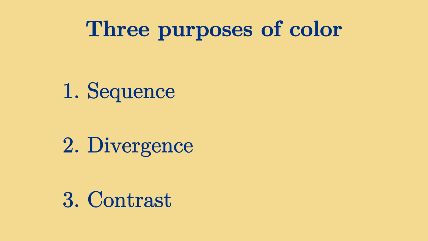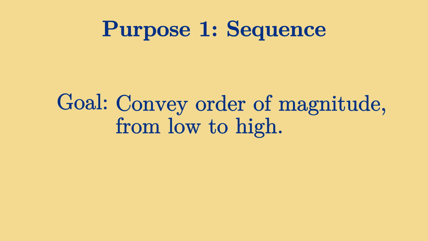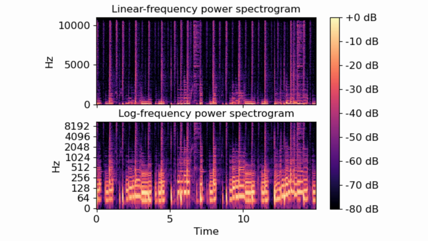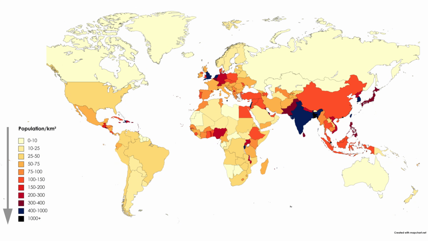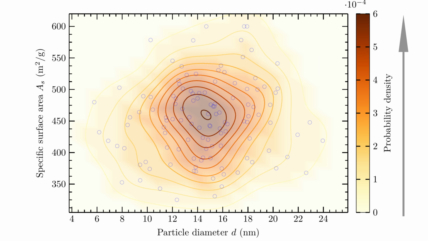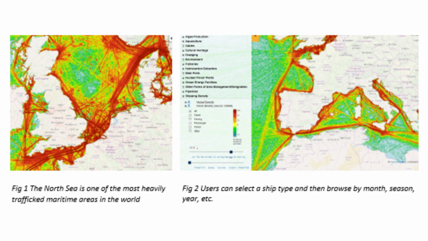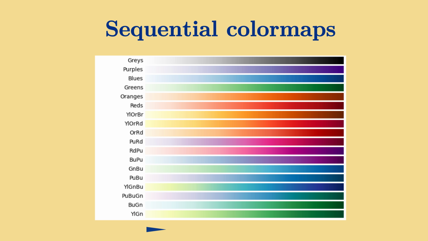Let's start with sequence. A sequential color map is used when the primary goal is to convey ordered magnitude, from low to high. Typical examples include intensity figures, such as spectrograms, where intensity increases along a scale, population density maps from sparse to dense, probability densities from low to high, and heat maps such as traffic or thermal maps. In all of these cases, the goal is the same: to visually communicate order and magnitude. That is why sequential color maps usually move from light to dark or from low to high intensity.